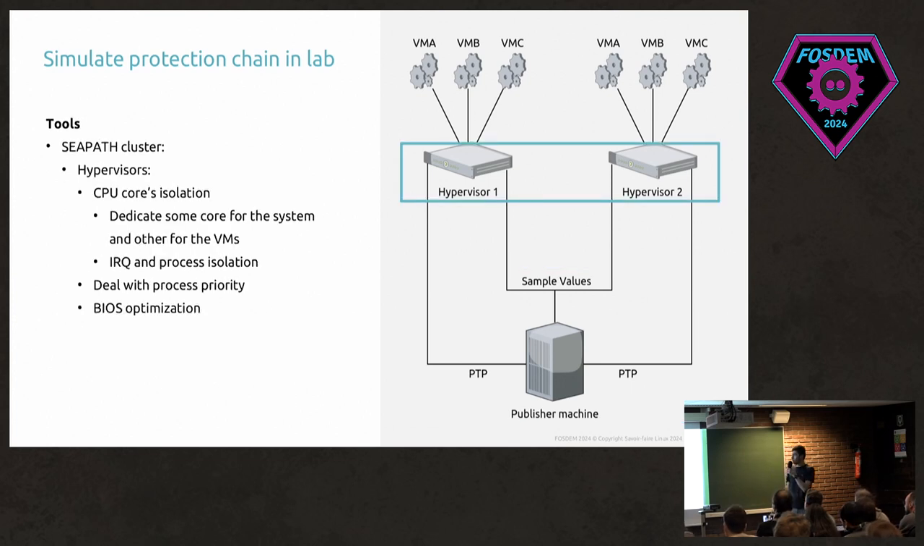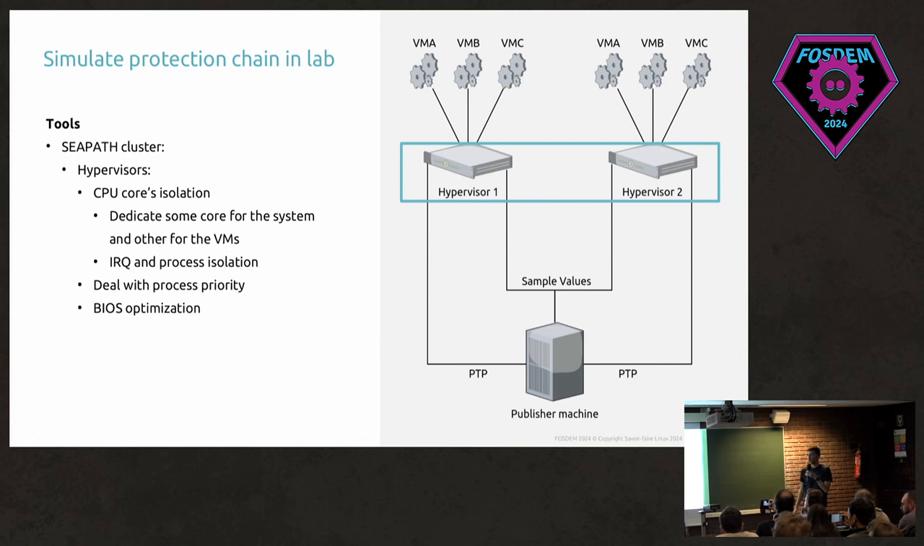And then on the CPaaS cluster, we have first the hypervisor side, and we have to have very low latency. First, we have some CPU core isolation. So we have done some work to dedicate some cores only for the Linux system that is running on the hypervisor, and isolate some cores only for the VMs which are running, and do also some IRQ and process isolation inside the Linux kernel to be sure we have some priority for some applications, etc. We also did some BIOS optimization, which is very hardware dependent, but there is a lot to do.